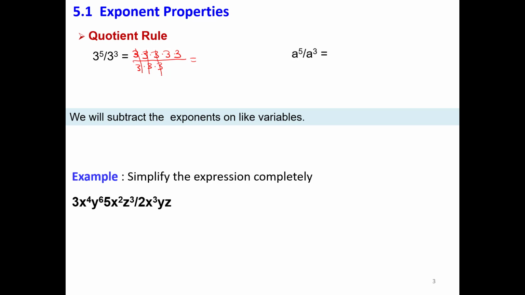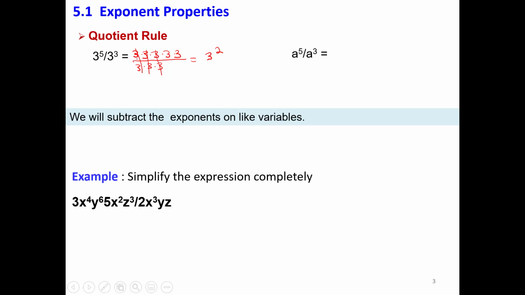3 divided by 3 is 1. Then we can simplify. We can cancel out these and the 3s. And then we will have 3 to the 2nd. What we can see is we can simplify this exponent problem just as we subtract the exponents.